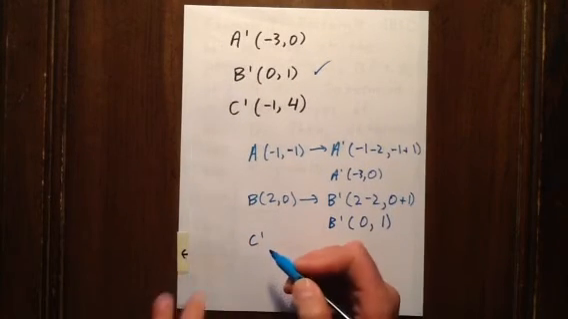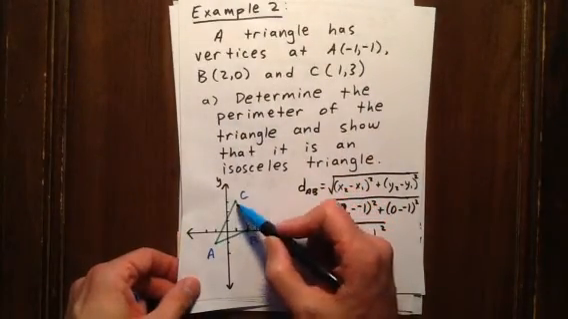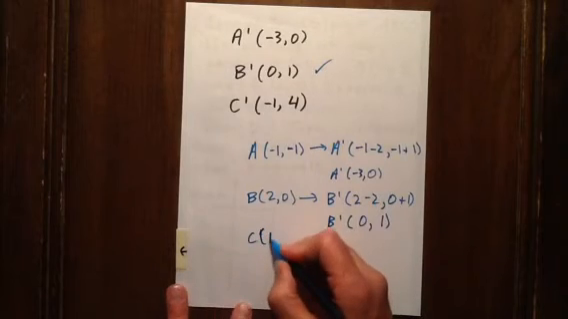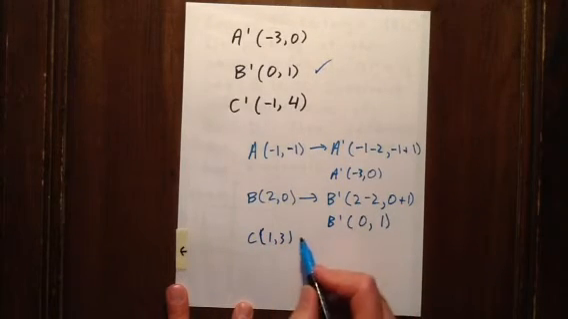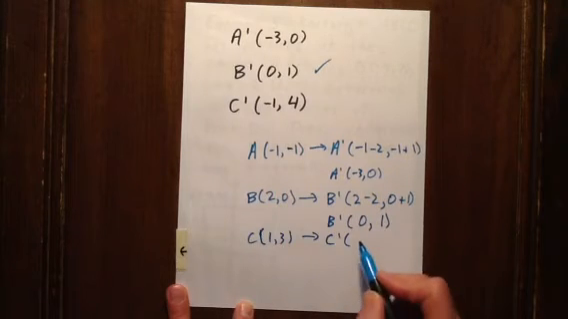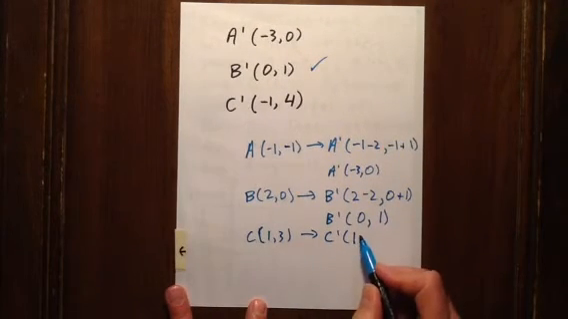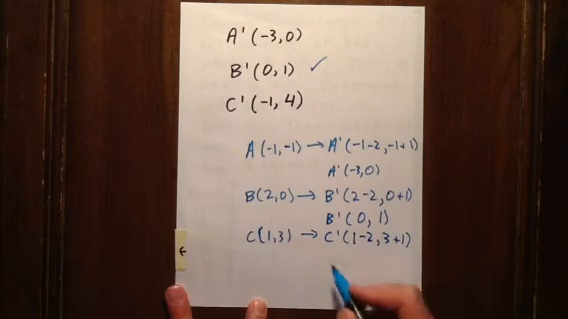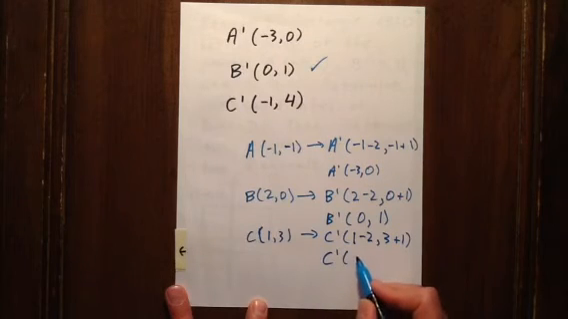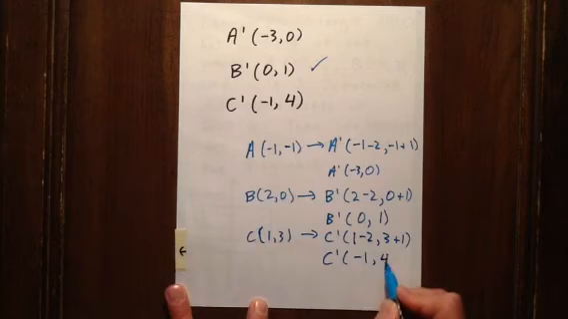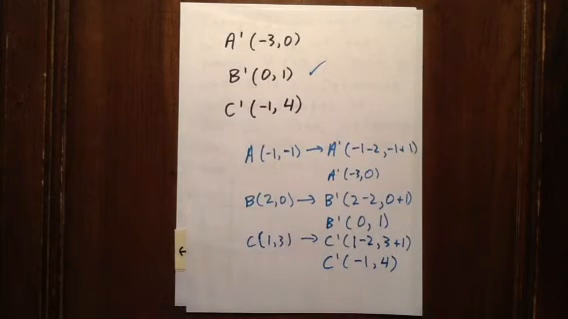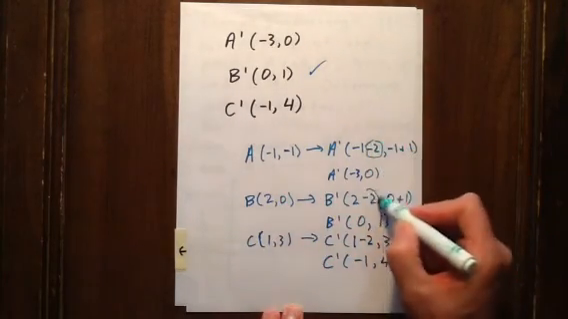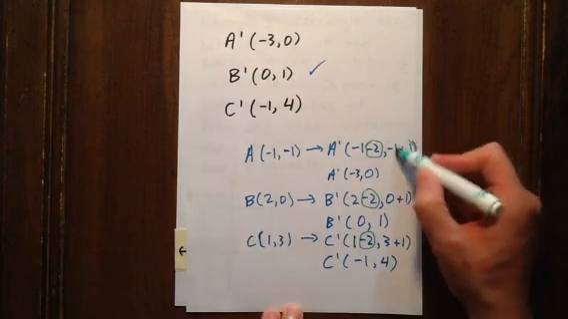And finally, our point C. Originally, C was at the point (1, 3). Well, we're going to translate that over. And so 1, our x coordinate, we subtract 2 from it, and 3, our y coordinate, we add 1 to it. And we get the new point C prime, which is (-1, 4). Okay? And so notice that we took every original point, once we realized what the rule had to be, and we subtracted 2 from every x coordinate, and we added 1 to every y coordinate.